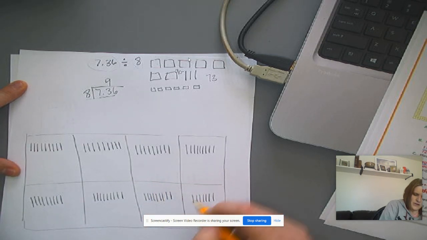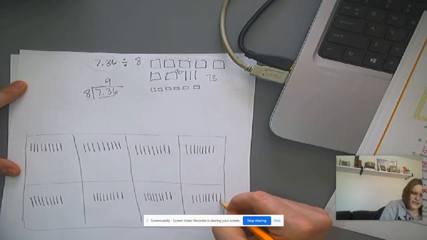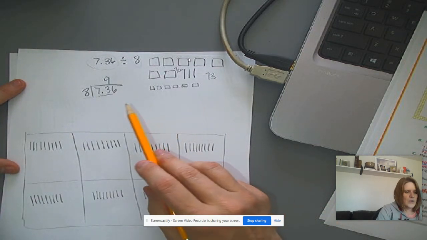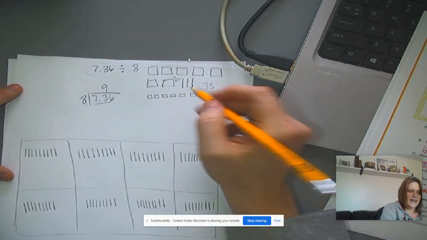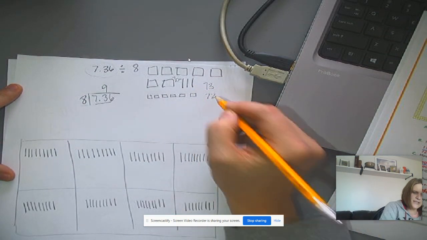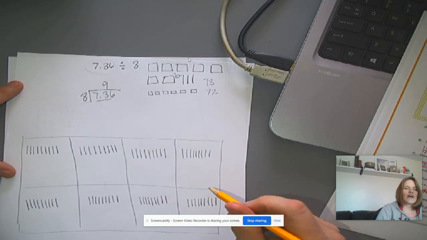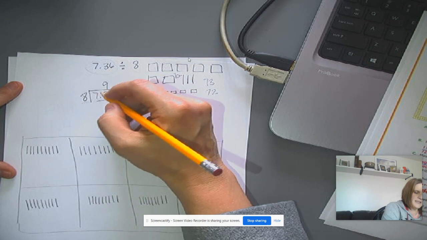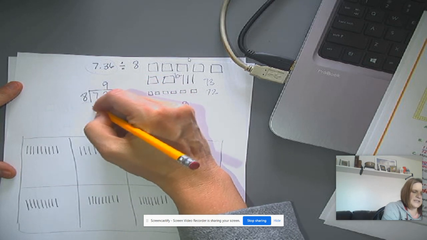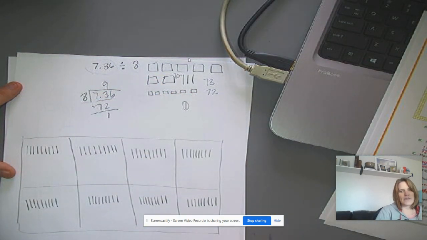Hopefully I did this right. Oops, I just lost my count. 1, 2, 3, 4, 5, 6, 7, 8, 9. So that's going to give us 72, right? So how many does that leave left over? That leaves 1 left over. So 8 times 9 is 72, and that leaves the 1 left over.